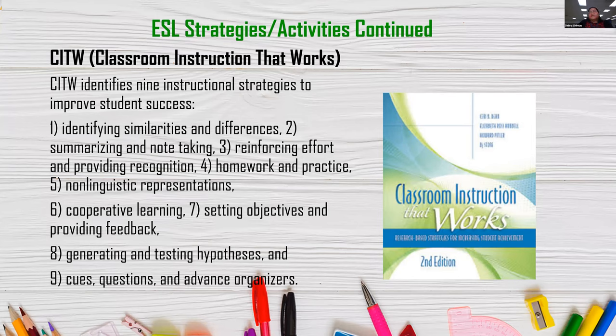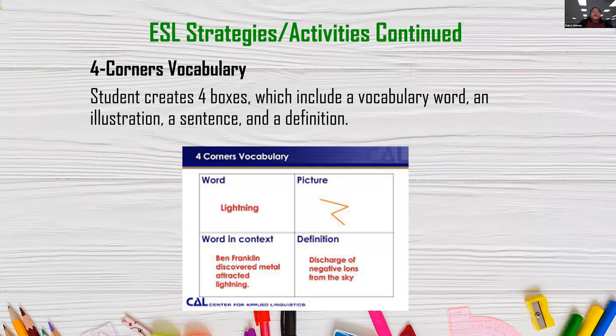Again, I know these are some things that were mentioned before, but that's how essential it is, and therefore it's emphasized once again. As I mentioned earlier, the four corners vocabulary, which includes a vocabulary word, illustration, a sentence, and definition. You see a sample there of lightning that includes each of those. And so there's the picture, the word lightning, the word in context, and then the definition of lightning.